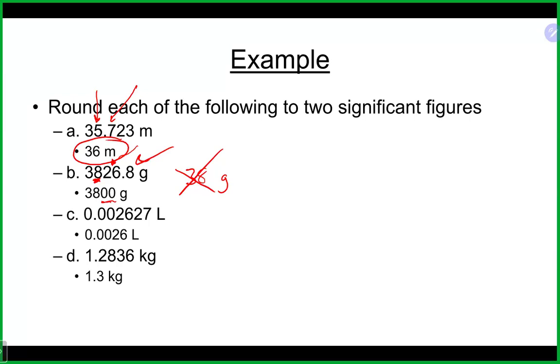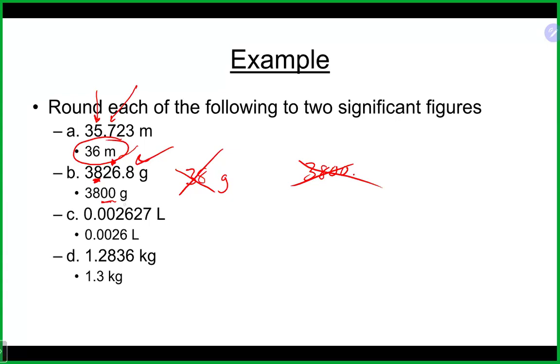Could I do 3800 with a decimal point? I could, but it definitely would not be 2 significant figures at that point. Again, by putting the decimal point at the end, that would cause those last zeros or trailing zeros to be significant, and we would have too many significant figures in that case.